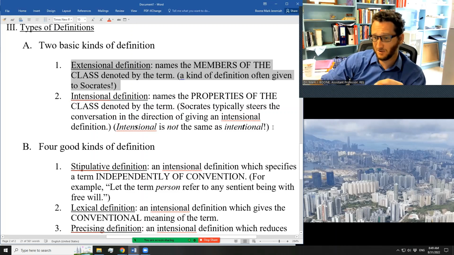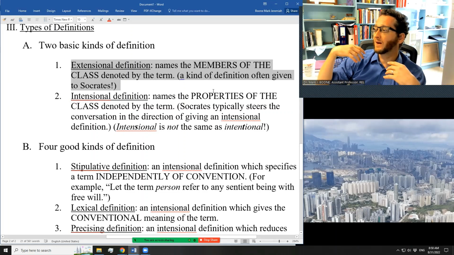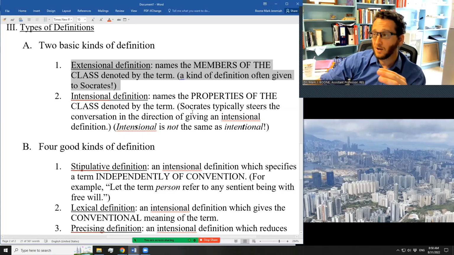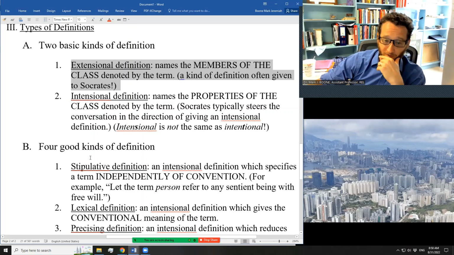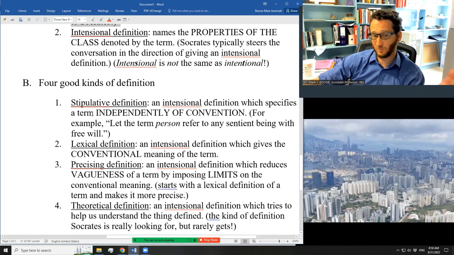That's how you get an intentional definition, by starting with a good list, giving a good extensional definition, and then studying it, reasoning from it to come up with an intentional definition. That's a good strategy recommended by Roderick Chisholm in the study of epistemology in his article, The Problem of the Criterion. And here I am talking too much, as usual.